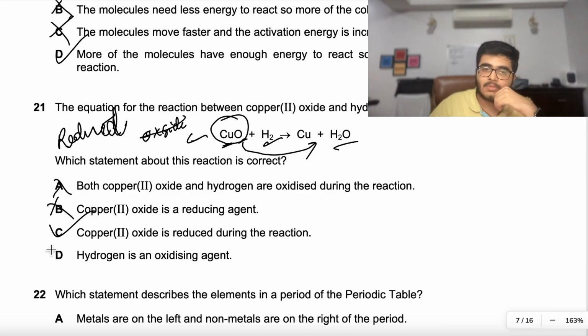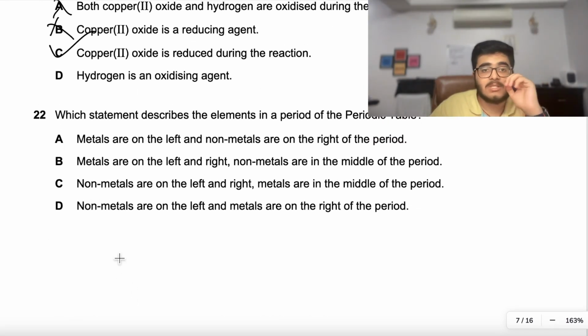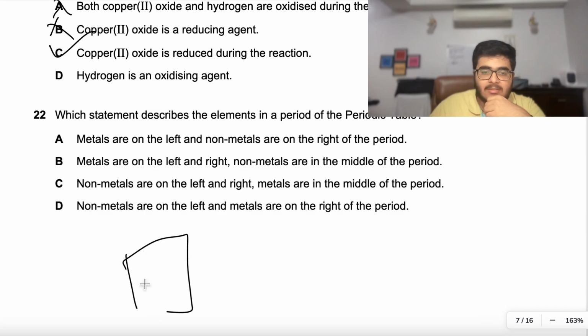So reduced, so C is correct. Question number 22 says, which statement describes the elements in a period of the periodic table? So metals are on the left. Please remember, this is the periodic table.